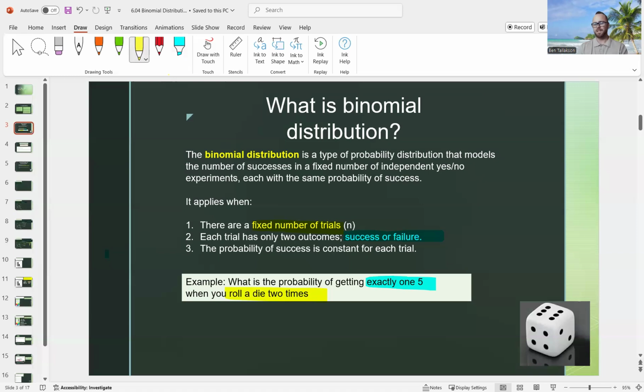Well, it is. Because how many sides are there on a die? 6, right? So the probability of S, for success, is, well, there's only one 5 on a 6-sided die, so 1/6. The probability of failure is anything other than a 5, right? So any of the other 5 sides. And those probabilities will stay the same because we're dealing with the same die no matter how many times we roll it, in this case 2. Great, so that is a situation where you have binomial distribution.